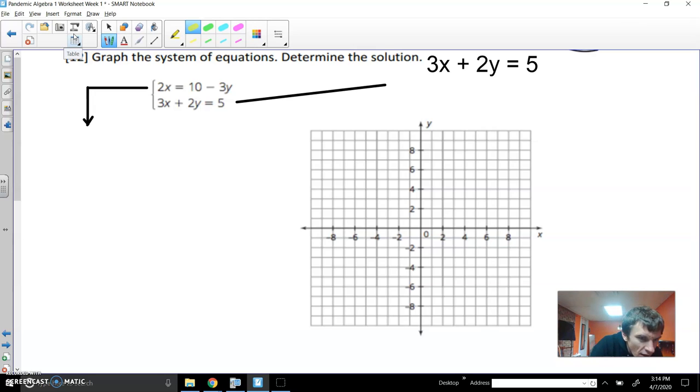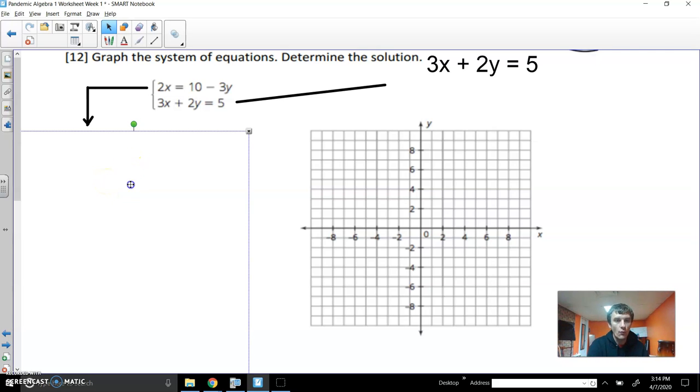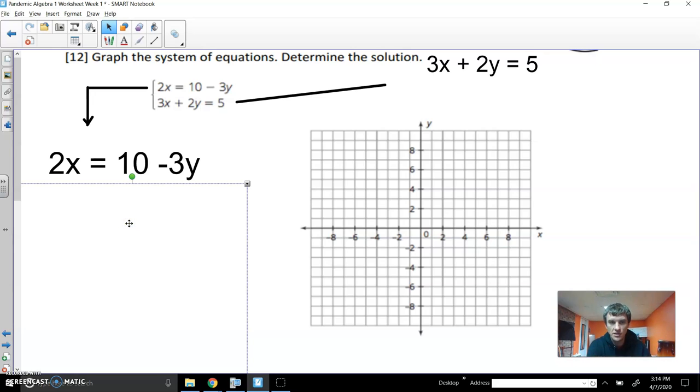I've got time for a few more. Let's look at the next one. It says graph the system of equations and then determine the solution. So this one's a little tedious because you've got to move a lot of stuff around. You've got to find this point of intersection. And so the first thing I wanted to do is take that first equation and try to get y by itself. When you solve for y, it allows you to graph the equation a little easier.